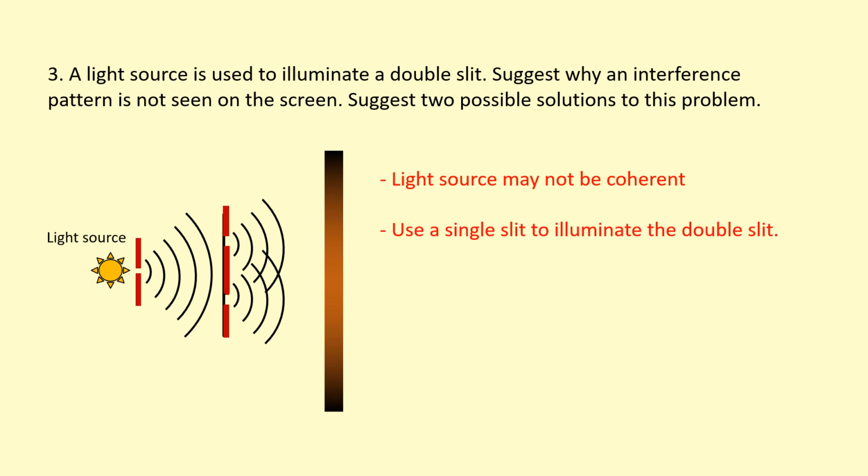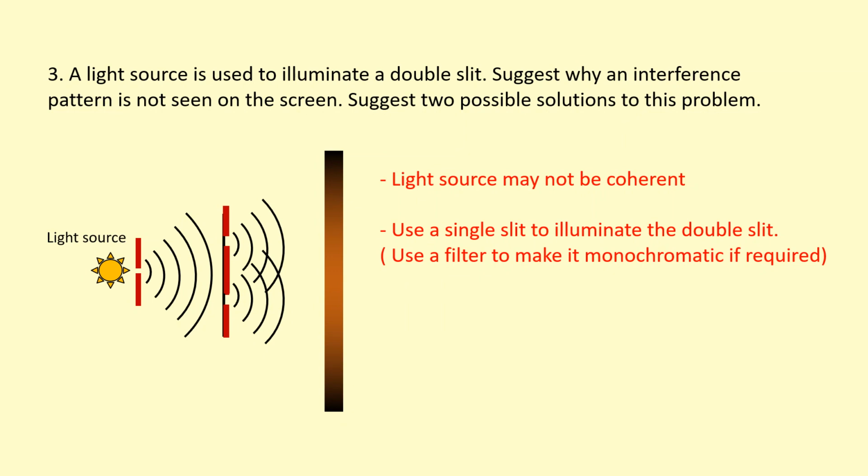One way would be to use a single slit and pass the light through a single slit before it hits the double slit. This means that the single slit will act as a point source, and when the light arrives at the double slits, it's coming from a single point. So the phase difference at that point will be a constant phase difference. Also, if it's not monochromatic, we could apply a filter in front of the single slit to turn it into monochromatic light of a single wavelength.